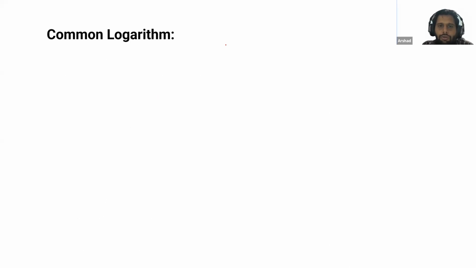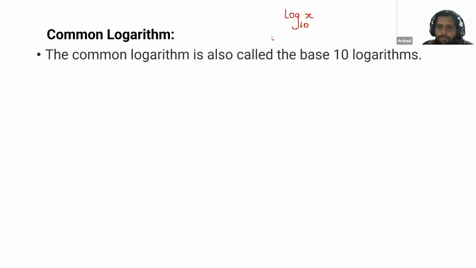Next is a common log. What is a common log? When you have a log and the base is 10, then we will say that this is a common log. Here you can have any number, but if the base is 10, it is a common log. The common log is also called the base 10 log. So what's a common log? Where the base is 10.